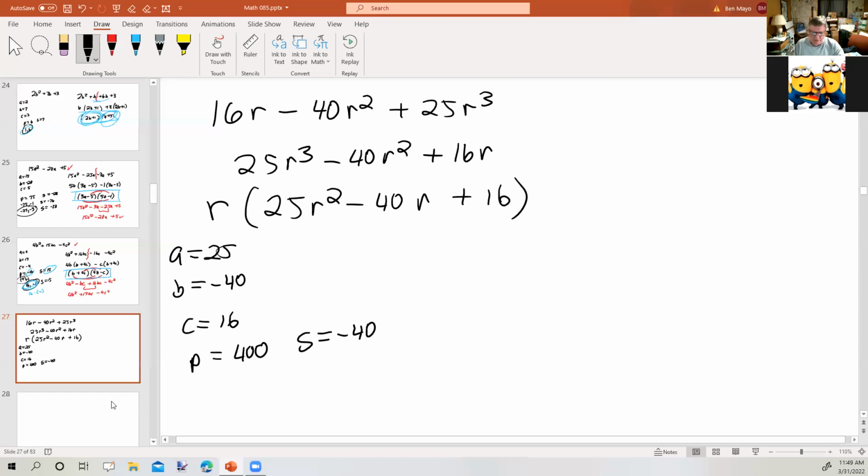Let's talk about the signs. To get a positive product, we've either got to have a positive times a positive, or a negative times a negative. But to get a negative sum, we can't add two positive numbers. So the two numbers we're looking for have to both be negative. I'm going to come over here so that I have more room to write. Okay. So I'm looking for two negative numbers.